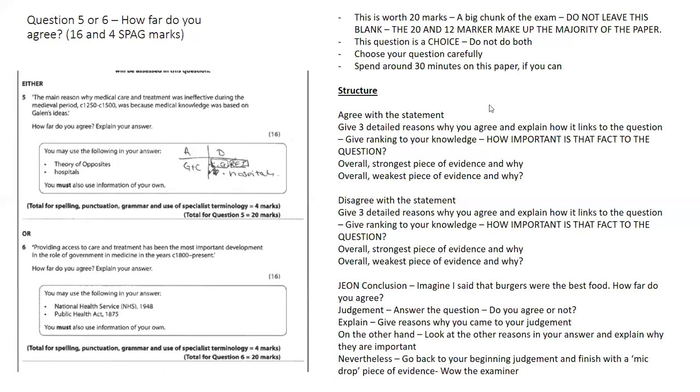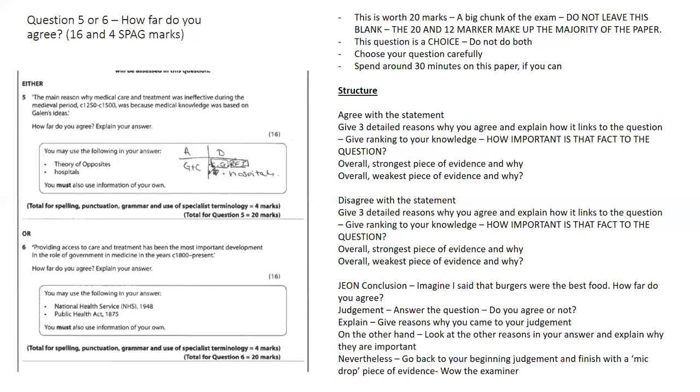Now, we have been told in the past that if you do a really good agree paragraph with a conclusion, you could still get the top marks. But because it's a how far do you agree question, I really think that you should go down the route of agree and disagree. Your conclusion is what really bumps you up. Now, the way we do conclusions is JEON.